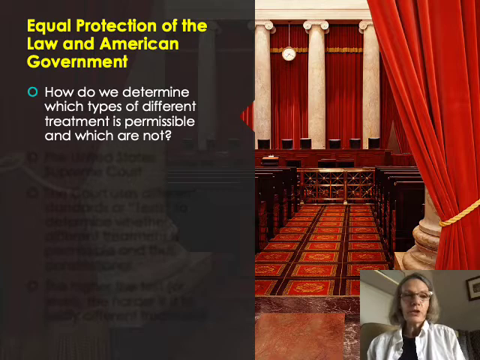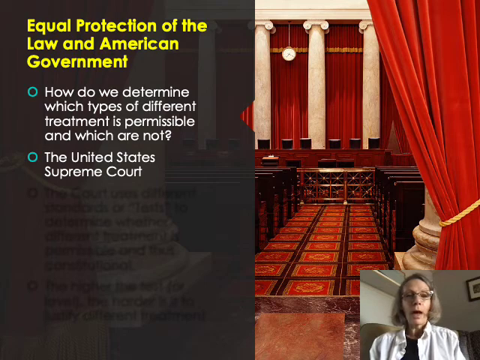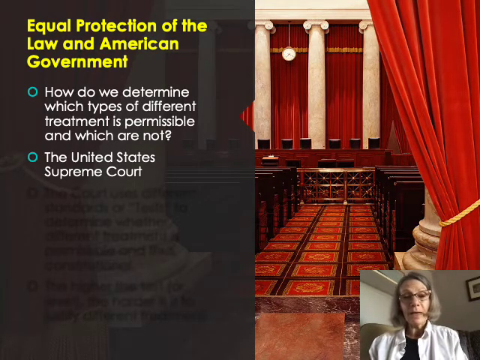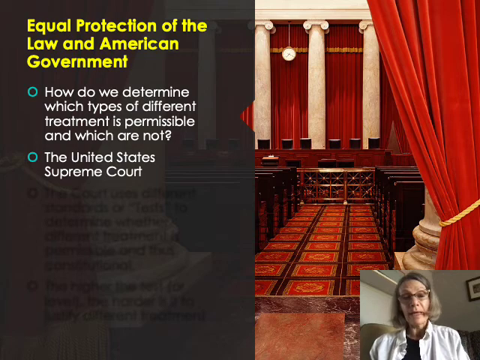So how do we determine which types of different treatment are permissible and which are not? Well, how we do that is through the Supreme Court of the United States. As you see in the textbook, when the government passes laws that treat people differently, that question will come to the court. And the court will say, is that different treatment constitutional? Is it a violation of the Equal Protection Clause? And if it is, then you cannot engage in that different treatment.